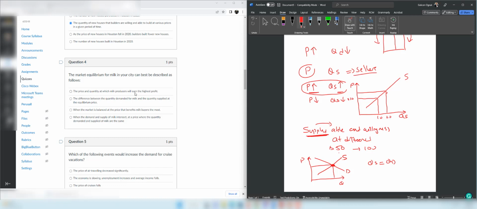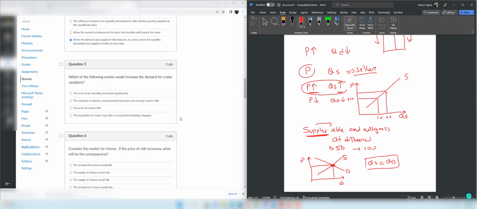The price and quantity at which milk producers will earn the highest profit. Let's look at the second one, the difference between the quantity demanded for milk and the quantity supplied at the equilibrium price. No, that's not correct. When the market is balanced at the price that benefits milk buyers the most. No, the equilibrium price and quantity makes every part of the transaction happy, because buyers get the milk and suppliers sell all the milk. There is no excess. And let's see the next one. When the demand and supply of milk intersect at a price where the quantity demanded and supplied of milk are the same. That's the correct one. They intersect, so quantity supplied equals quantity demanded.